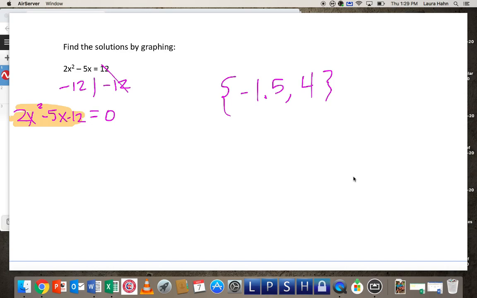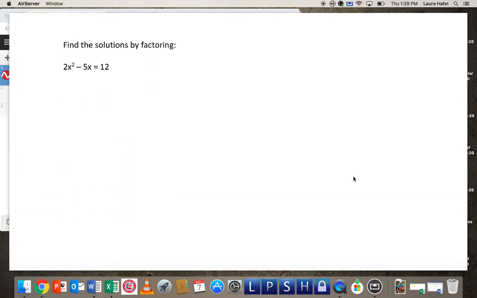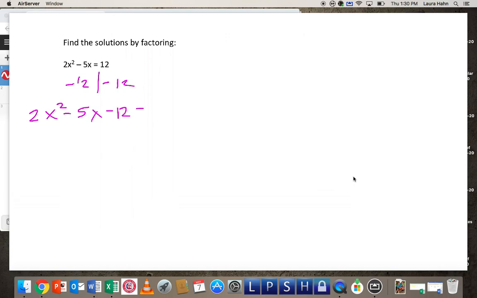All right, so I'm going to take the same exact equation, but this time I'm going to solve it by factoring. So remember, it doesn't matter which one we decide to go with. We have to make sure it's set equal to 0. Okay, it's the same problem. We just did this. Remember, we took 12 away from both sides. And that gave me 2x squared minus 5x minus 12 is equal to 0.